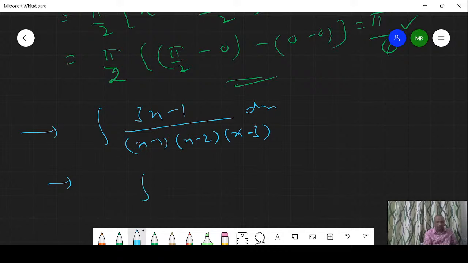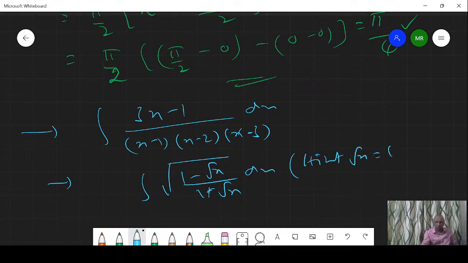Another one, integral root of 1 minus root x by 1 plus root x dx. Here I will give a hint. To solve this problem, you can consider root x is equal to cos theta. You take root x is equal to cos theta, you can solve this problem.